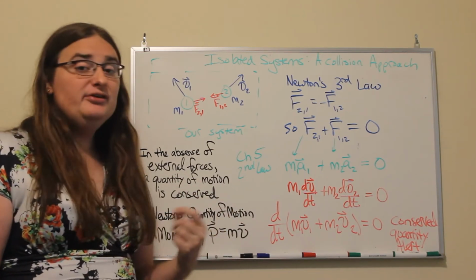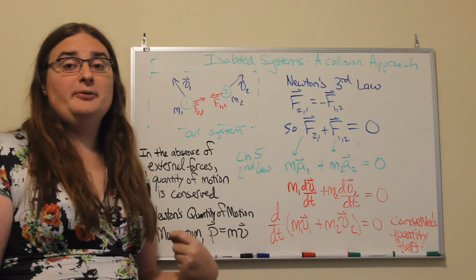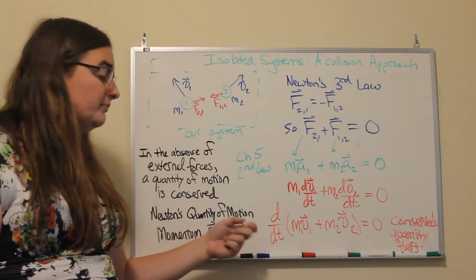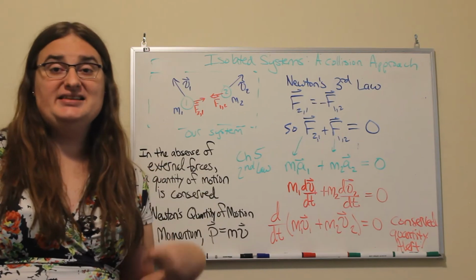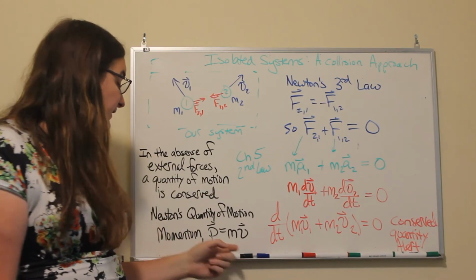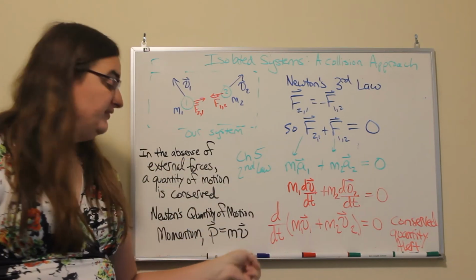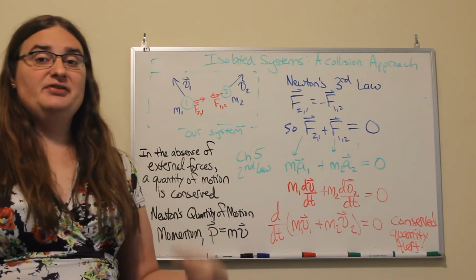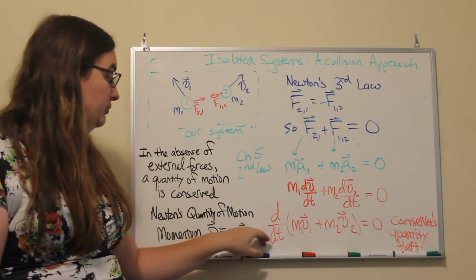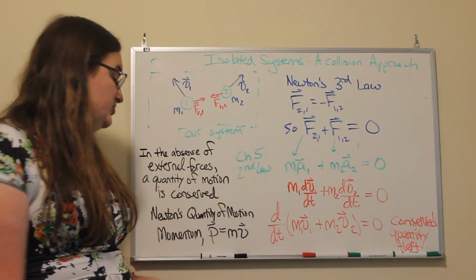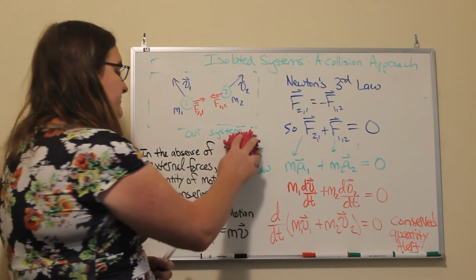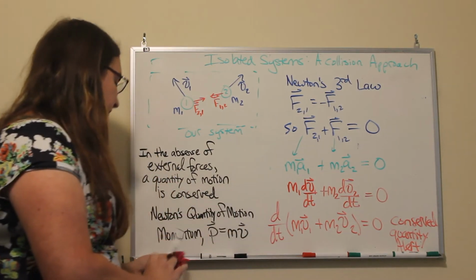And the symbol we use for momentum is a lowercase letter p, and it's a vector because it's based off velocity, which is a vector. And the momentum is equal to the inertial mass of an object times its velocity. So, this old version of Newton's second law, we could do away with.